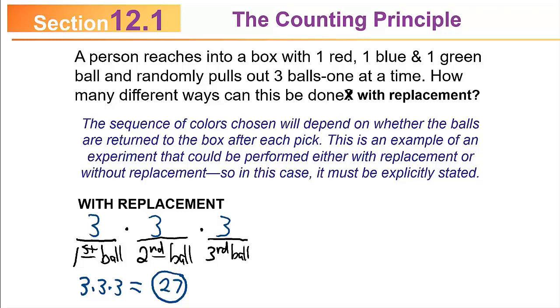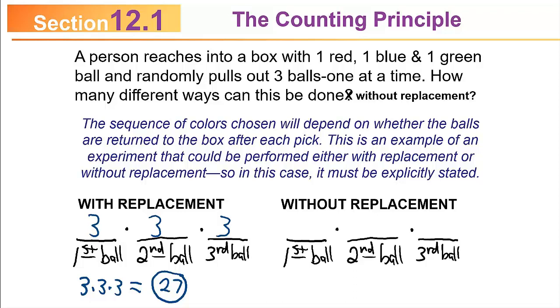What's different about it if I do it without replacement? If I do it without replacement, the first draw is the same. I start off with 3 balls in that box, so there are 3 possibilities. But if I'm drawing without replacement, when I pull a ball out, it doesn't go back in, so there are only 2 balls left for the second draw. And after I've pulled 2 balls out of the box without replacing either of them, that leaves me only 1 ball in the box for the third draw. And by the counting principle, that would be 3 times 2 times 1, which is 6.